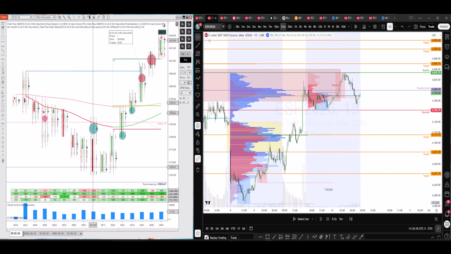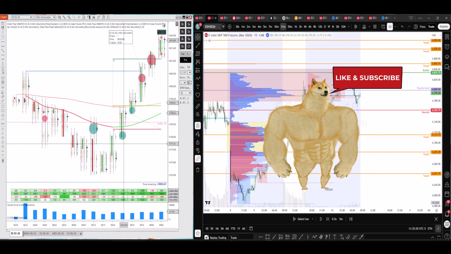Okay, so we're going to look at this setup from start to finish, look through some of the details here on the order flow footprint powered by NinjaTrader, and we're going to see the specific details of what triggered this trade. So let's get into it.